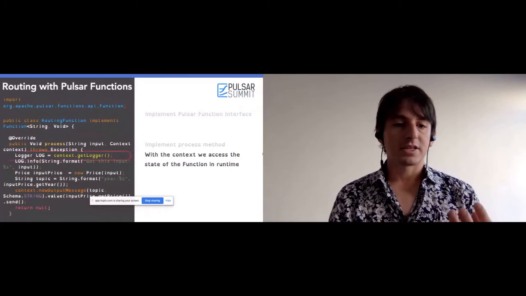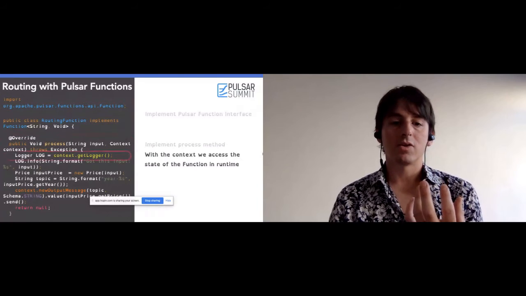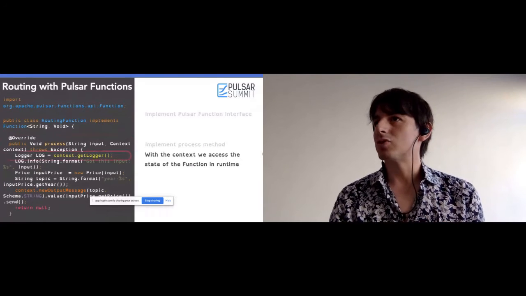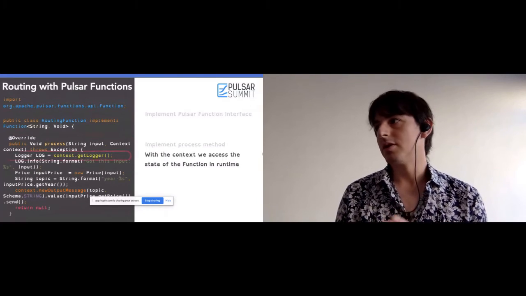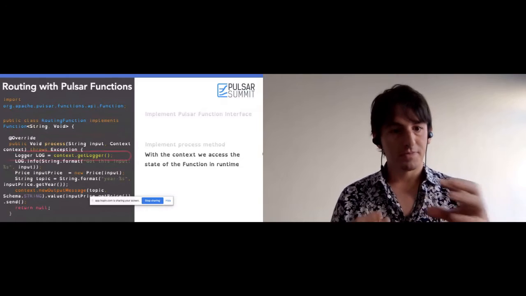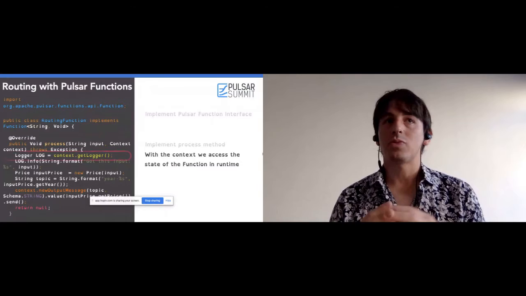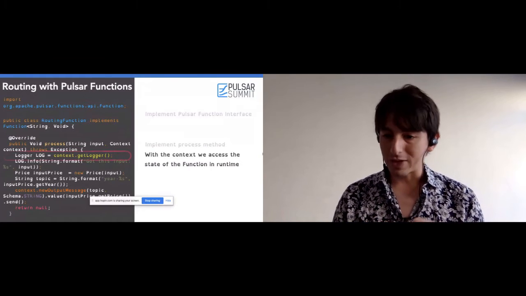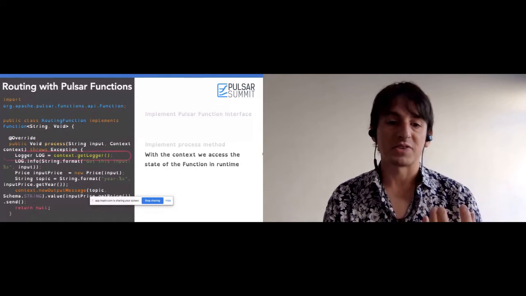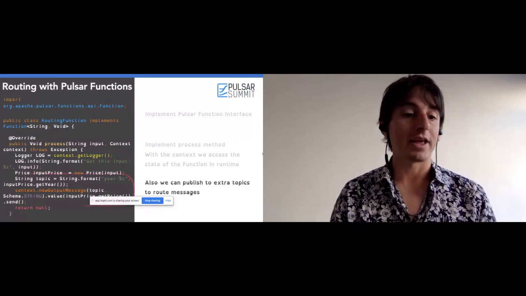We have a context object within that process. With that context object, we have access to the state of the function. So we can use the logger. We can actually send metrics, send debug metrics. We can send messages to another topic. We can do a bunch of things with that context object. This is the magic, really.